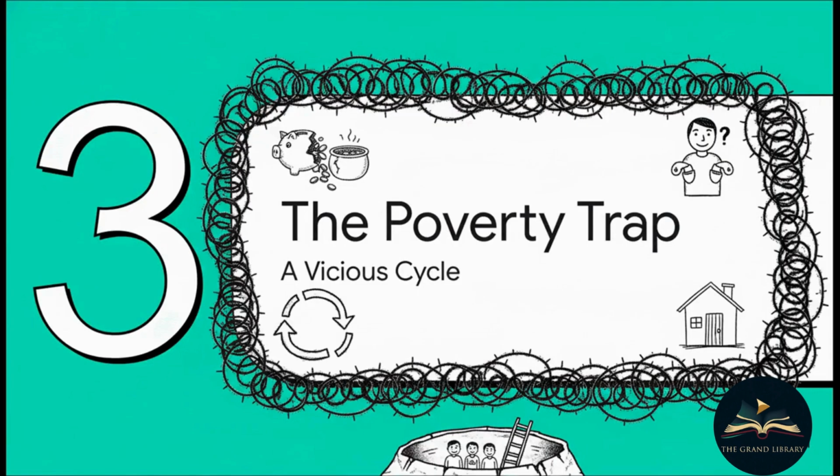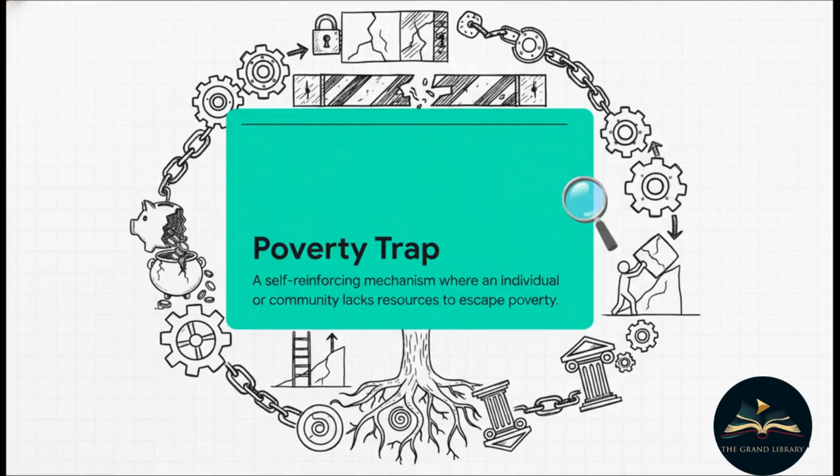So, if poverty is this huge, complex, multi-layered problem, why is it so incredibly hard to escape? Well, one of the most powerful concepts for understanding this is the idea of a poverty trap. A poverty trap completely shifts the focus. Instead of blaming individuals, we start to understand the systemic barriers. And this isn't a new idea, by the way. It has deep roots in economics. It's a vicious cycle where being poor is the very thing that makes it almost impossible to stop being poor.